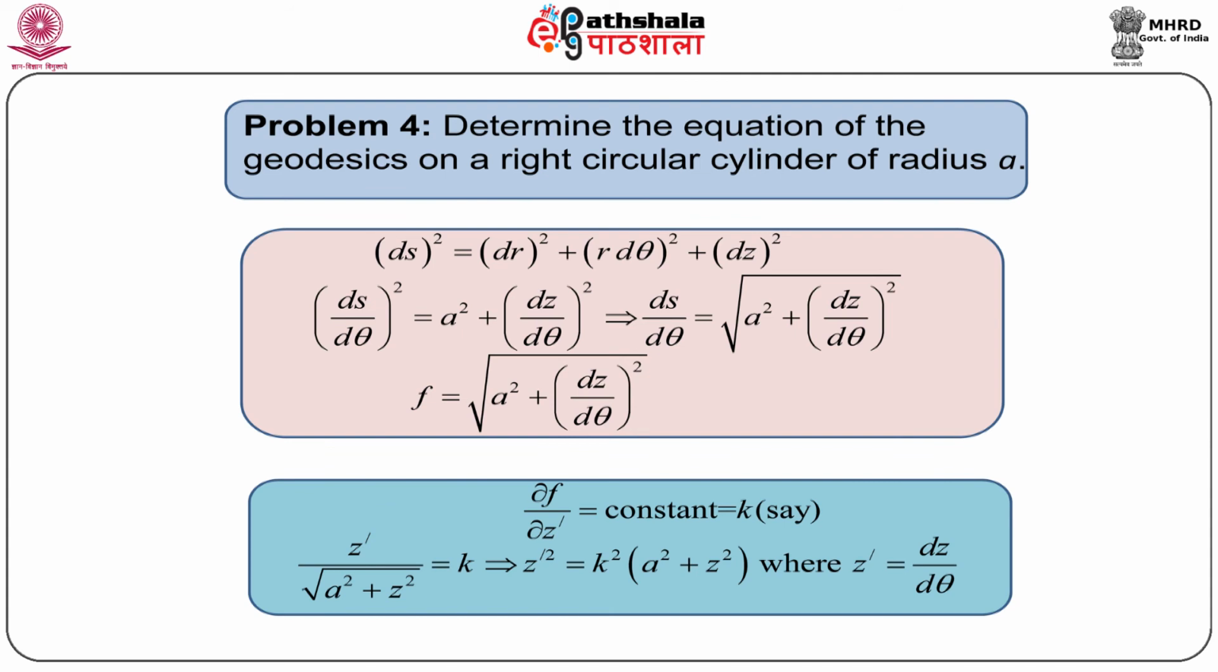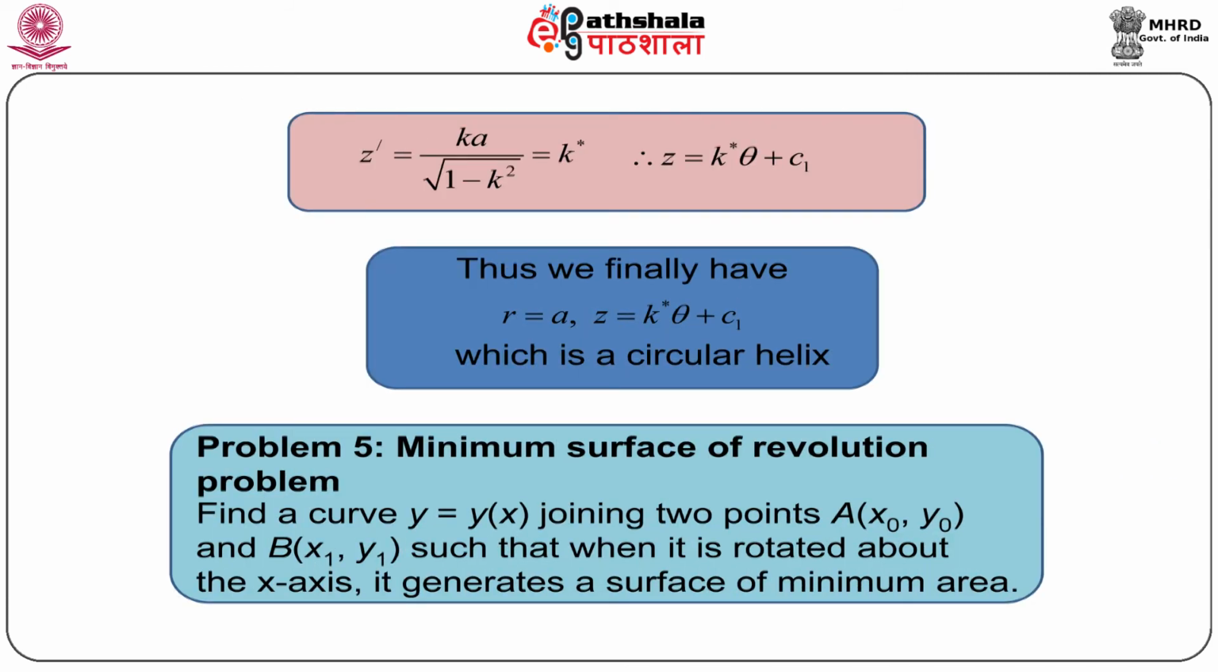As k into a divided by root over 1 minus k square is a constant, we put it as k star. On integration, this gives z equal to k star theta plus c1. c1 is a constant of integration. Thus, we finally have small r equal to a, z equal to k star into theta plus c1, which is a circular helix. c1 is a constant, please note it.